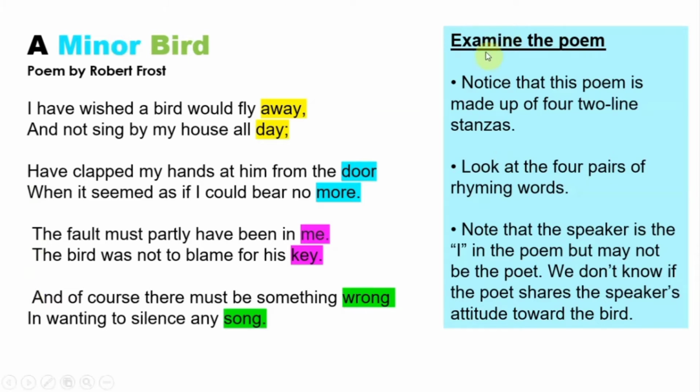Let's analyze, or examine, the poem. Notice that this poem is made up of 4 two-line stanzas. Each stanza has 2 lines. Look at the 4 pairs of rhyming words: away, day, door, more, me, key, wrong, song. Note that the speaker is the I in the poem but may not be the poet. We don't know if the poet shares the speaker's attitude toward the bird.